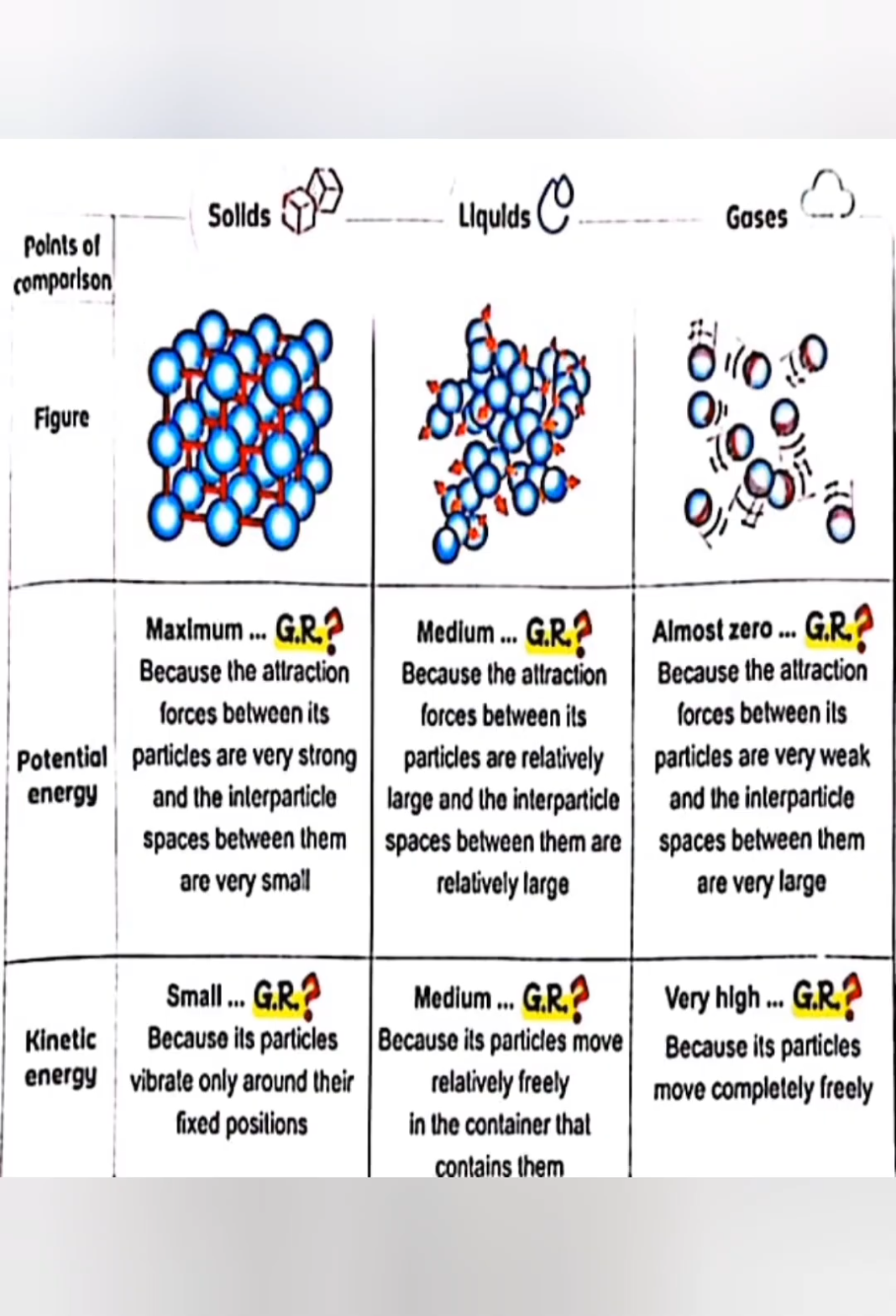Okay? Kinetic energy of it. Medium. Why? Or give a reason. Because particles can move relatively freely, allowing them to flow within the container. Okay? 3. Gases. Potential energy of it. Almost zero. Why? Or give a reason. Because the attractive forces between particles are very weak, and the spaces between particles are very large. Okay? Kinetic energy of it. Very high. Why? Or give a reason. Because particles move completely freely and rapidly in all directions.